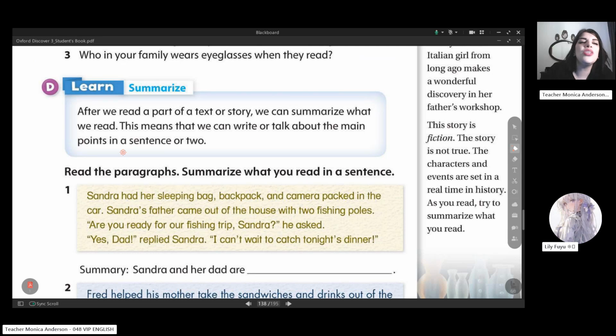Now, let's read. After we read a part of the text or story, we can summarize. Do you remember that I talked about summarizing? When we summarize a text, it means we only mention or write the main or the most important points in one or two sentences. For example, I read a paragraph, then I underline the most important parts and try to summarize it. Actually, we shorten the paragraph.